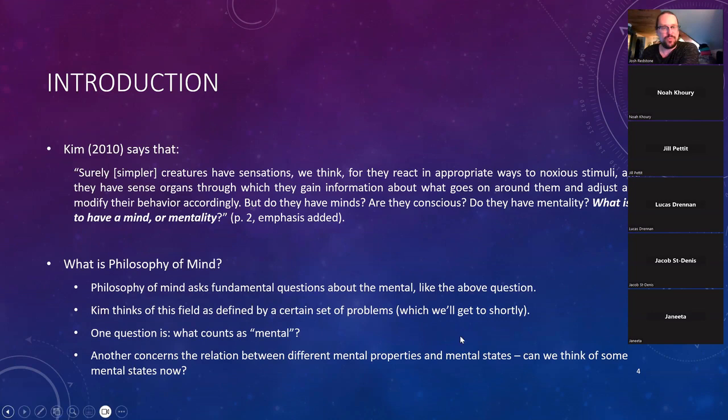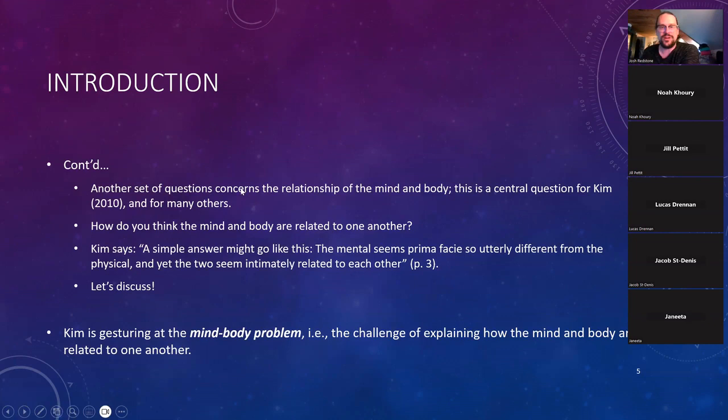So, what counts as mental and what are the relations between different mental states? And also, what is the relationship of the mind to the body? This, out of all the questions I mentioned so far, is probably going to be the most central question for Kim throughout this book. In fact, the book is bookended with the mind body problem. We start by mentioning it here, and we're going to go into it in great detail next week on Monday when we look at chapter 2. And we're going to end with consciousness and the mind body problem. That's the final chapter of this book.